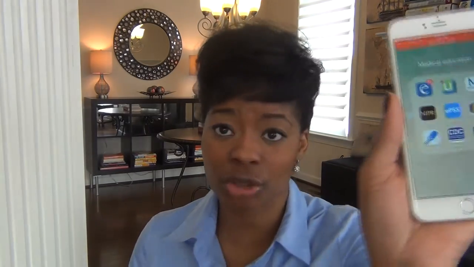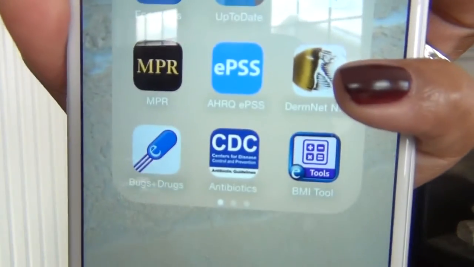Next, I have Bugs and Drugs from Epocrates. You know, everyone can have that. CDC antibiotics. I don't use this that much, the CDC antibiotics, because they want you to pay for access to some of the disease processes, some of the antibiotics. And I have that information in UpToDate and Epocrates, so there's no reason to pay for that.